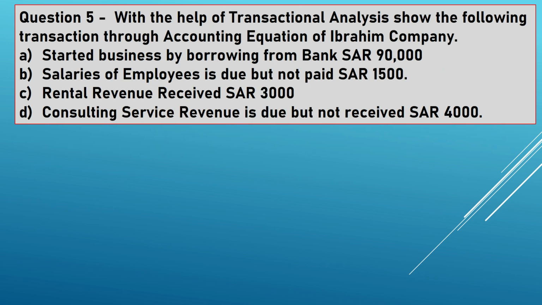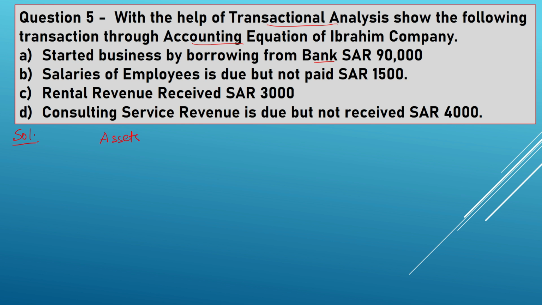Let us take one more question which is the same type of question, that is, prepare the accounting equation. The language may be a little different, but you have to do the same thing. With the help of transaction analysis, show the transactions through the accounting equation of Ibrahim company. Here we have taken the 4 transactions. So let us begin the solution. Accounting equation: started business by borrowing from bank. So write the major heads.